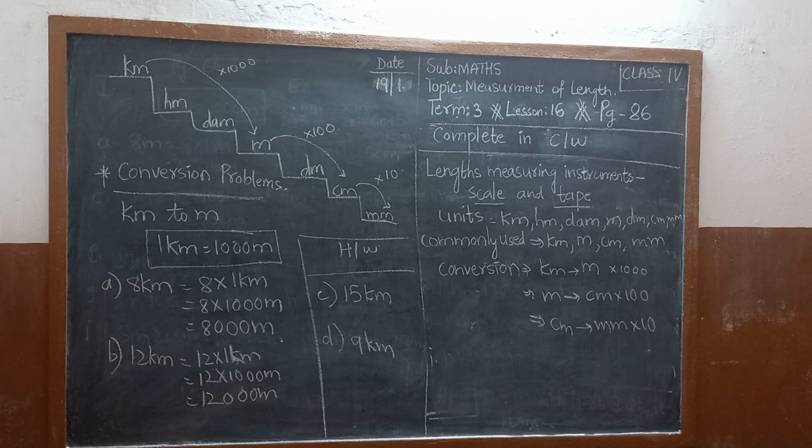What is our bigger unit? Kilometer is the biggest unit, right? We are converting into meters. So how do we convert? We multiply. Is the kilometer a bigger unit or a smaller unit? Bigger unit. Millimeter is smaller. Meter is also smaller than the kilometer, right?